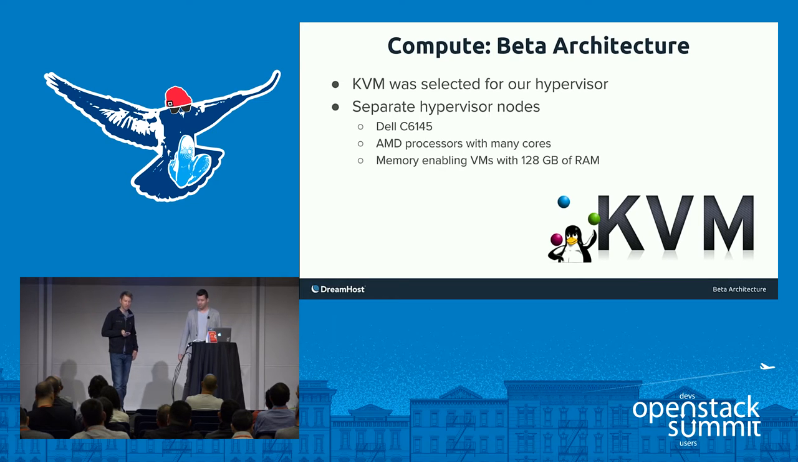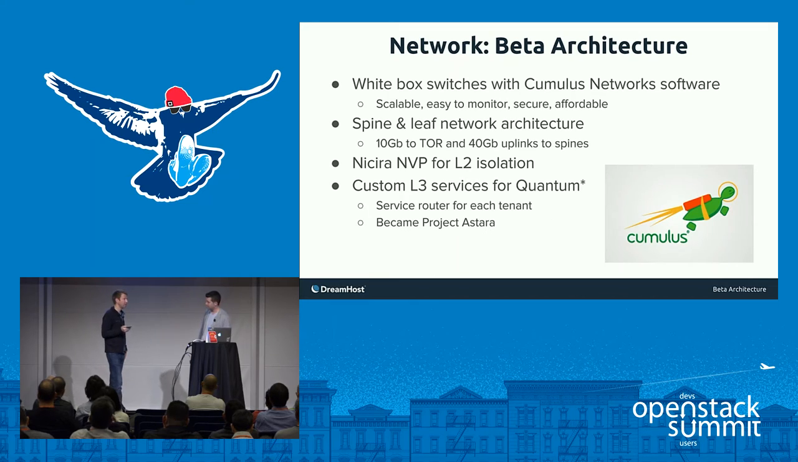We chose AMD processors with lots of cores. It kind of fits into what we thought was concurrency, easy for me to say, and lots of memory, enabling lots of VMs. So that limited our over-provisioning on vCPU, but we did not over-provision on memory at all.